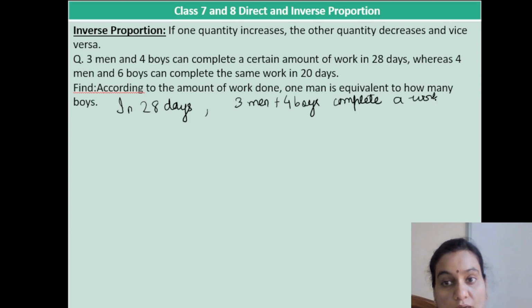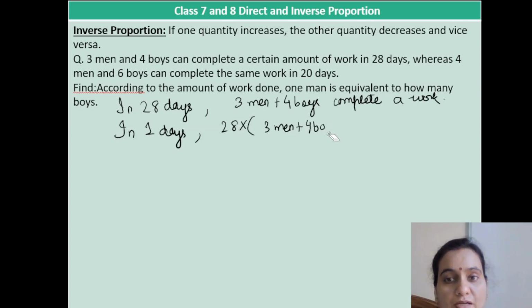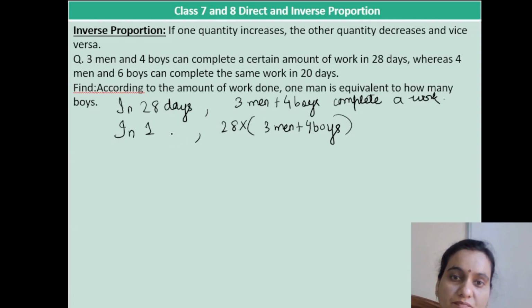So in one day, how much will they do? Let's first find how many people are needed in one day. If I have to complete the same work but I have just one day, then how do I complete that work? I have to multiply by 28, because in 28 days 3 men and 4 boys are able to complete the same piece of work.